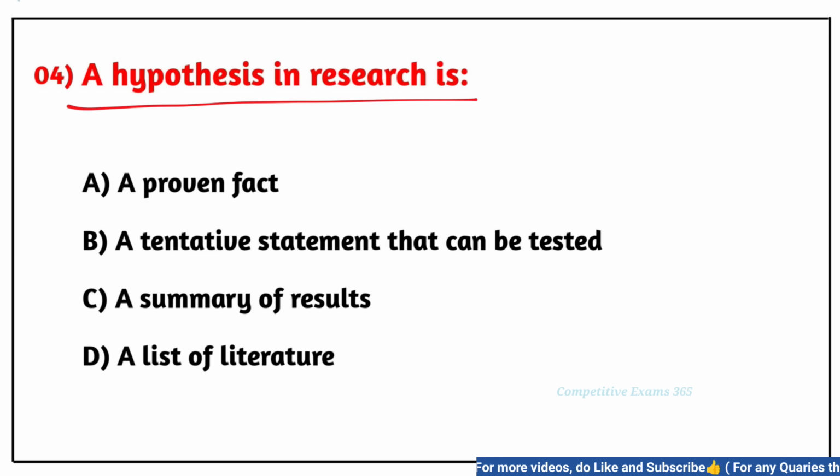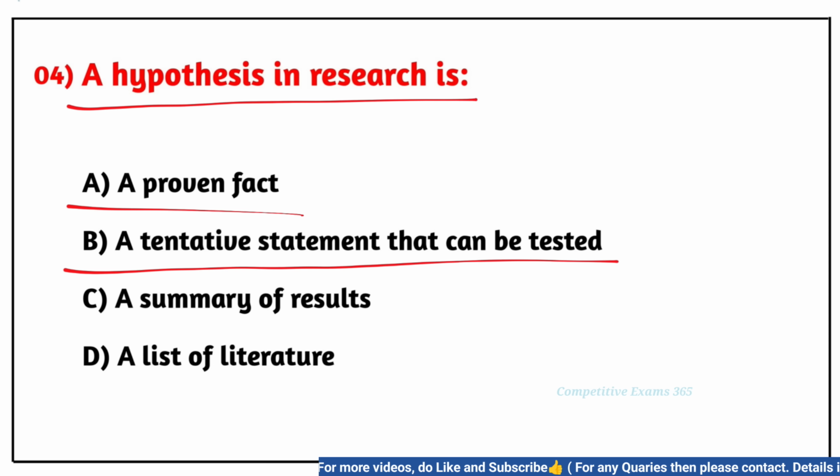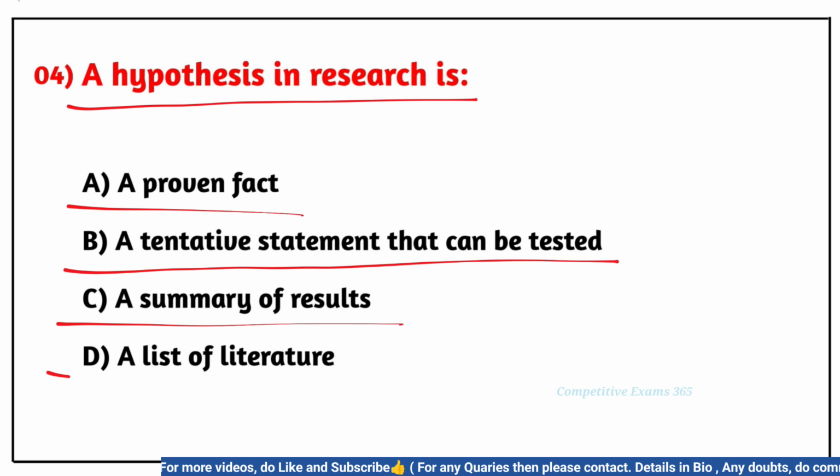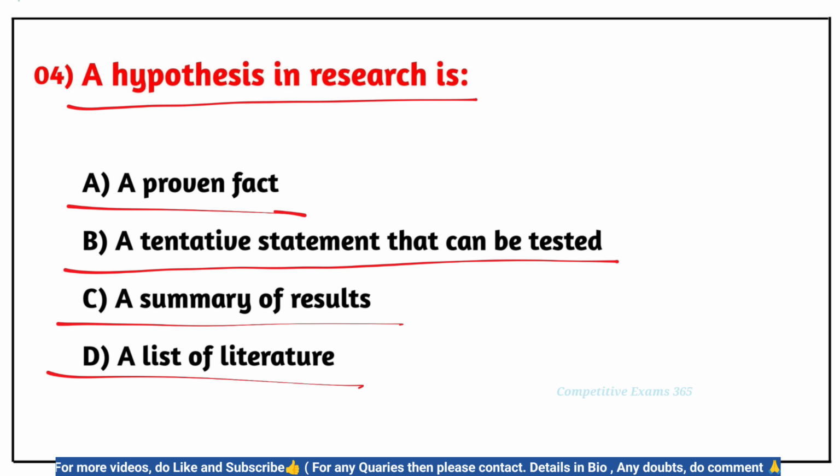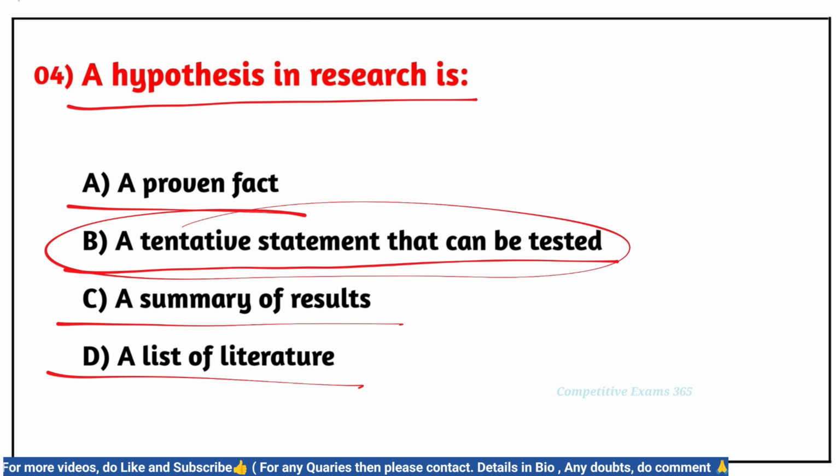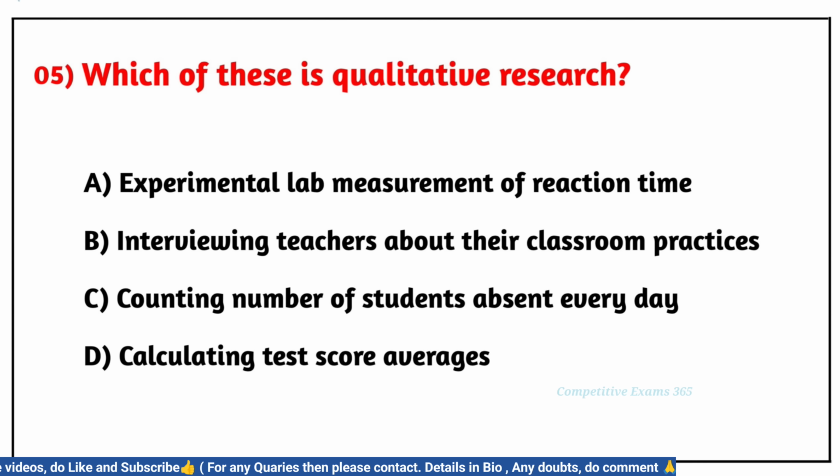Fourth question. A hypothesis in research is. Option A, a proven fact. Option B, a tentative statement that can be tested. Option C, a summary of results. Option D, a list of literature. Option B, a tentative statement that can be tested. It is the correct answer.